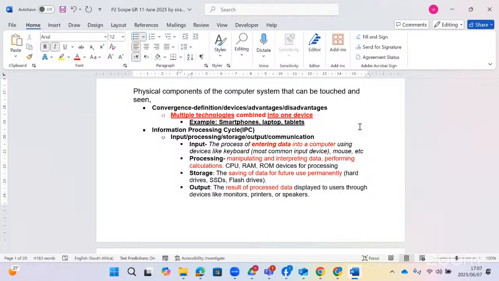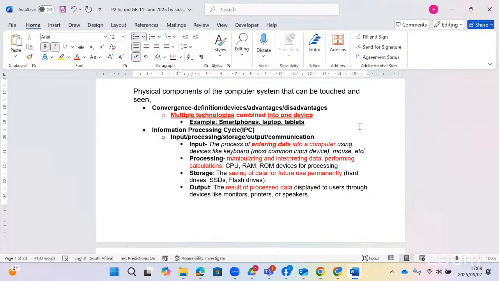Then we also have the processing stage, that's manipulating and interpreting data or performing calculations. Now, several devices are used to process data into information. The first example is CPU, Central Processing Unit, or RAM, Random Access Memory, ROM. All these devices are part of the processing devices.